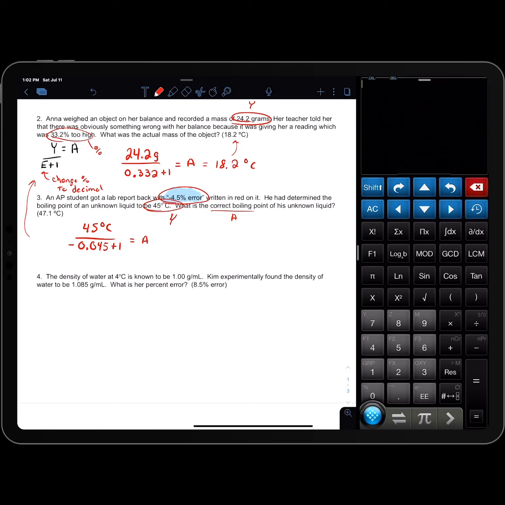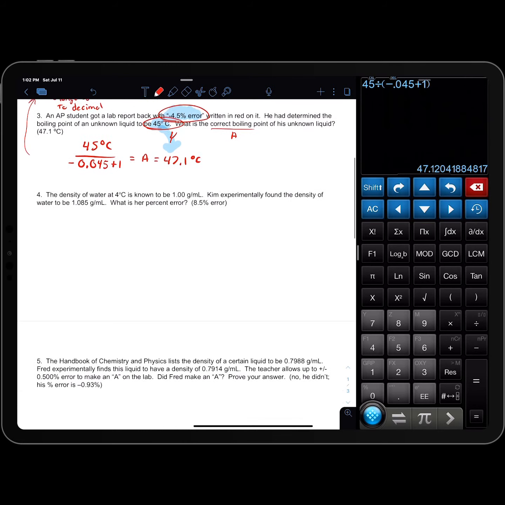So we'll plug this in. We'll go 45 divided by, and I'm going to go parentheses, negative 0.045 plus 1, close it up, and I get 47.1 degrees Celsius, and that matches up with my number. But notice here that his number was under what the actual was. So that's why we keep the negative on there. We go to number 4.